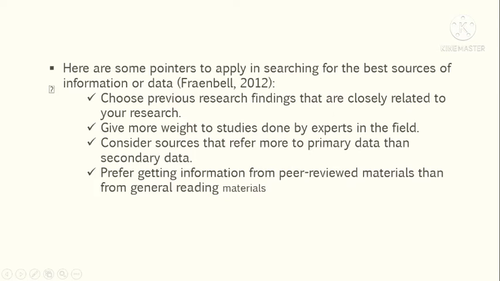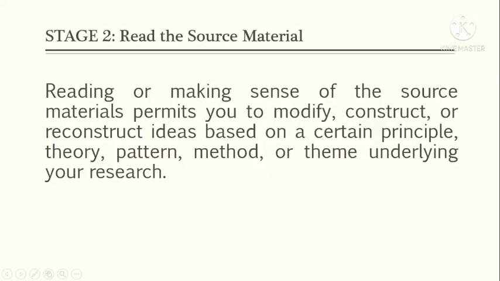Here are some pointers to apply in a research paper for the best sources of information or data, according to Prainville in 2012. First, choose previous research findings that are closely related to your research. Give more weight to studies done by experts in the field. Consider sources that refer more to primary data than secondary data. Prefer getting information from peer-reviewed materials than from general reading materials.